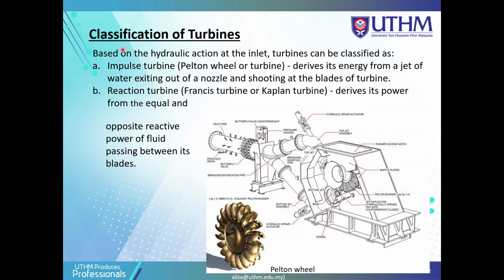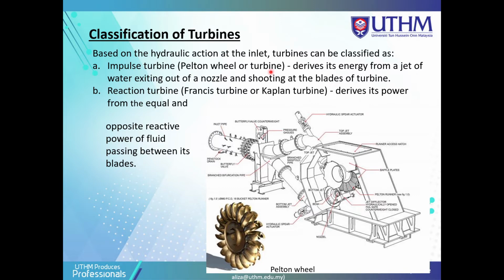Based on the hydraulic action at the inlet, turbines can be classified as impulse turbine, Pelton wheel, which derives its energy from a jet of water exiting out of a nozzle and shooting at the blades of the turbine. This is based on the Pelton. The reaction turbine is the Francis turbine or Kaplan turbine. So there are two types of turbine. The Pelton wheel is the impulse turbine.